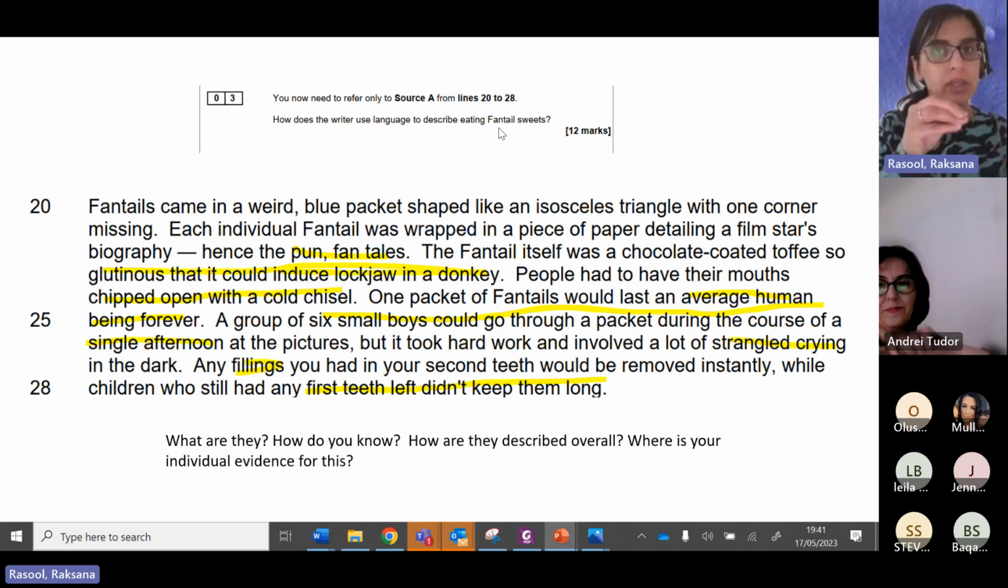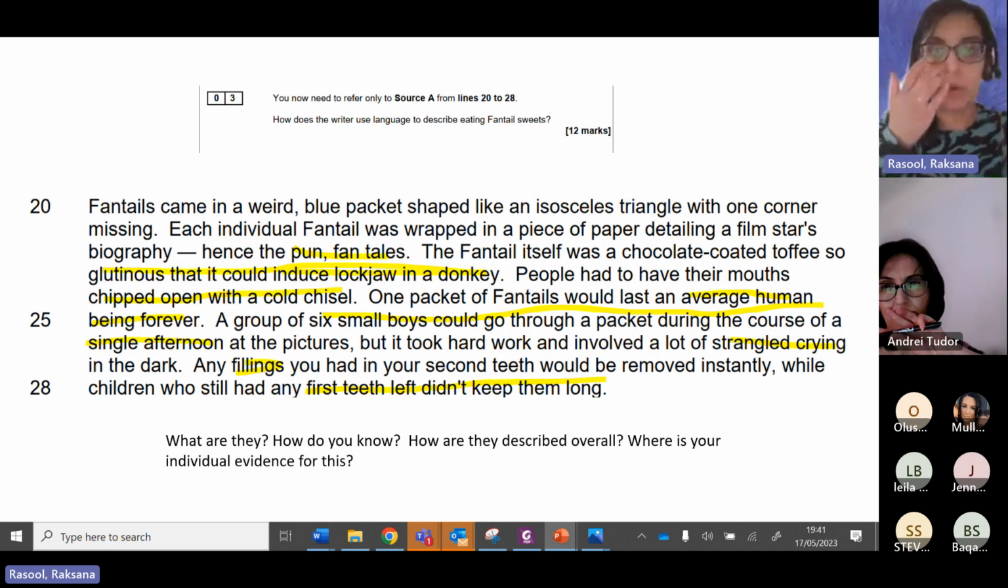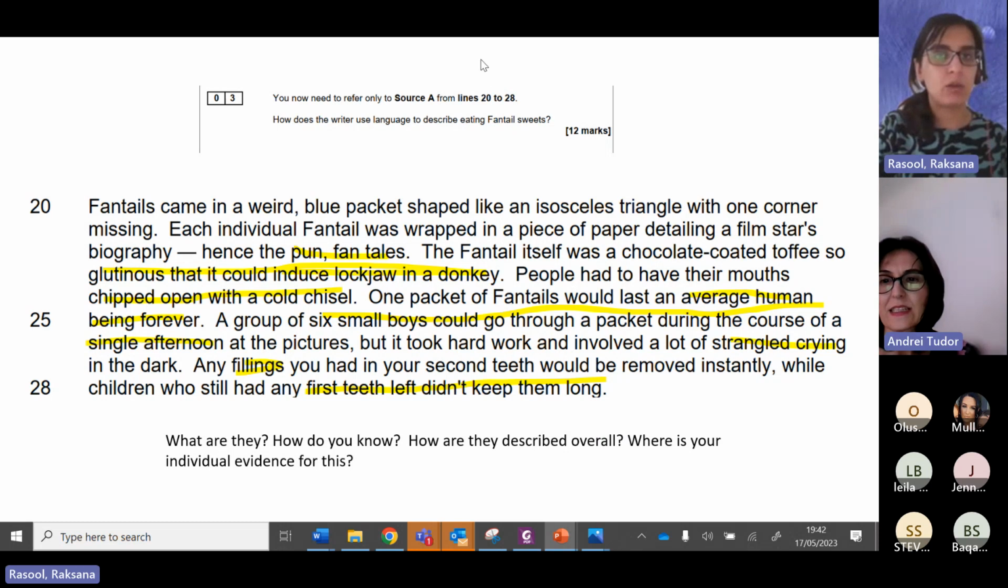Half the problem, or the mistakes, come when you don't read the question properly because you're panicking about time. And you're thinking, I've got to write an answer down. Yes, absolutely you do. But you've got to write the right answer. How does the language describe eating fantails?